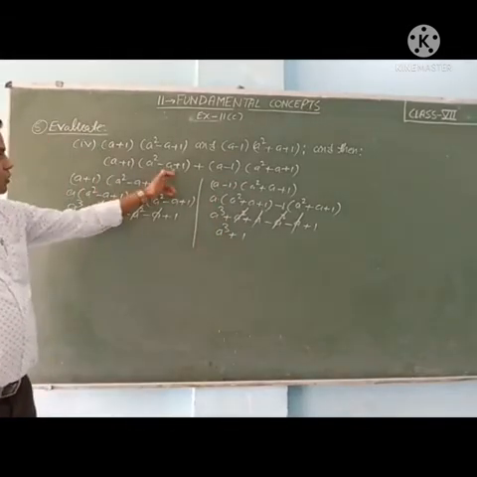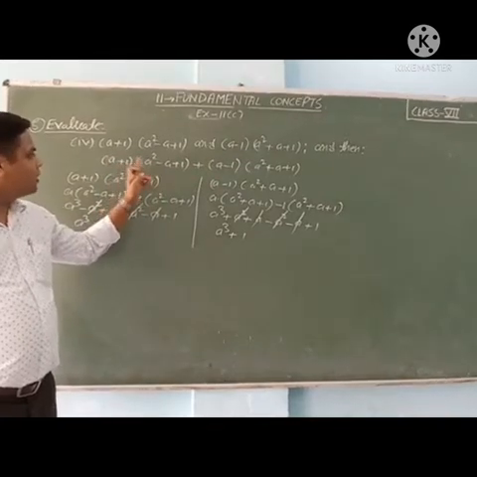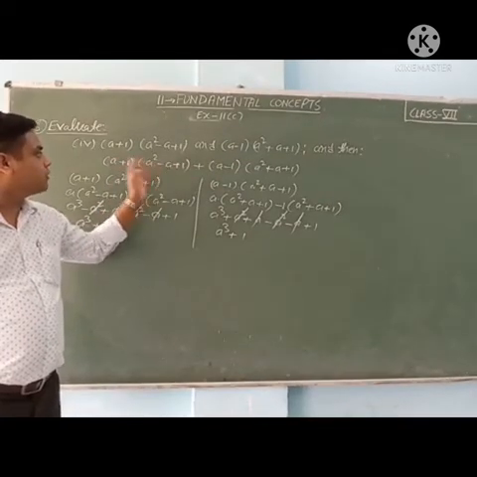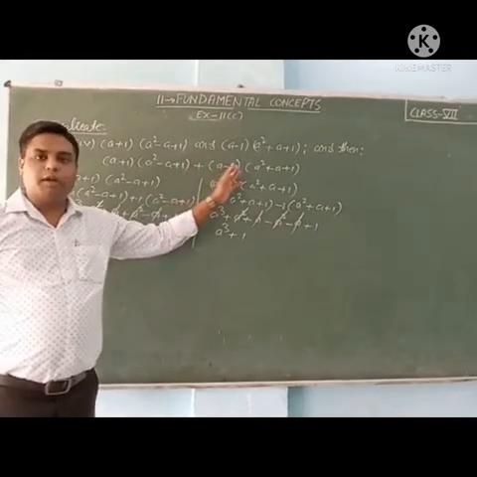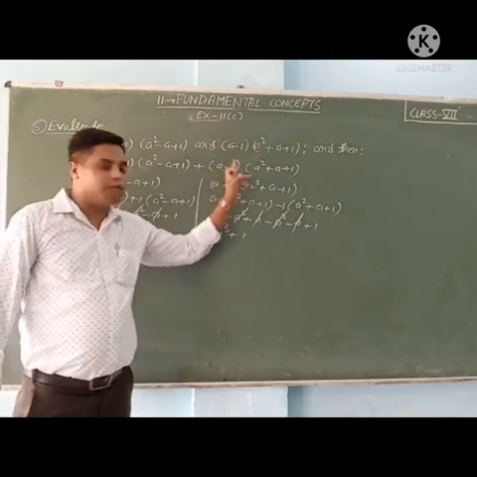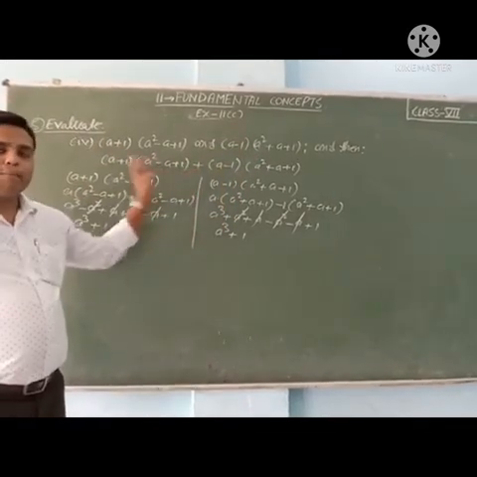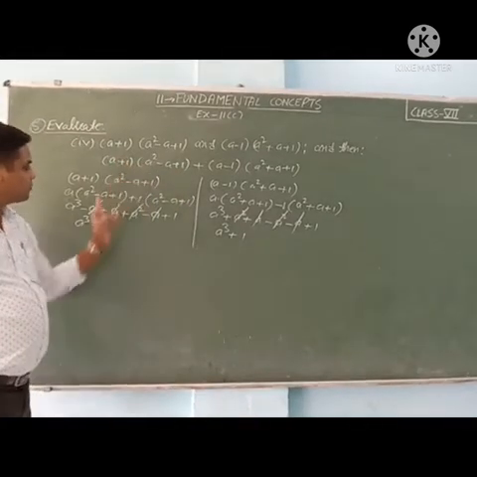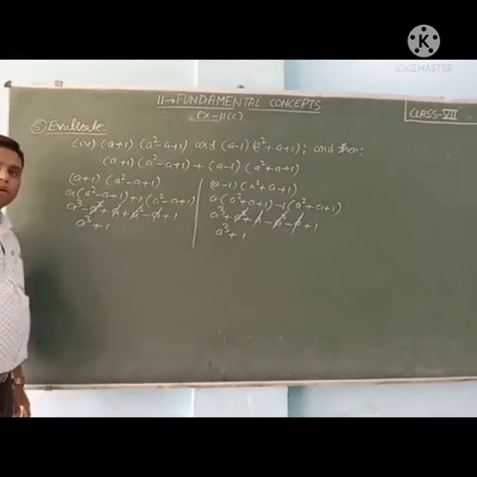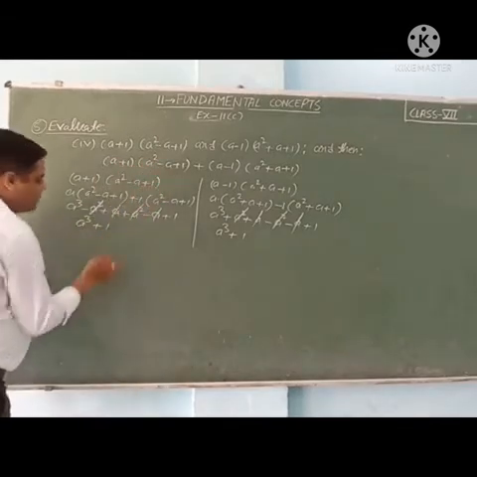Now this portion which is given in the question, a plus 1, a square minus a plus 1, means this multiply plus this multiply. So this multiply is the same as this and this multiply is also the same as this. So we only have to add both the multiplies. So the solution of this multiply is a cube plus 1. We have the solution.